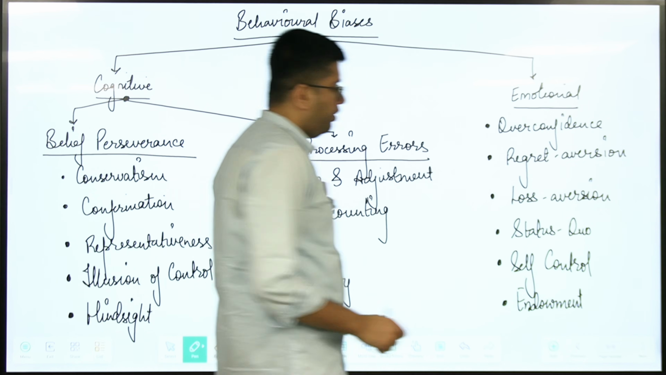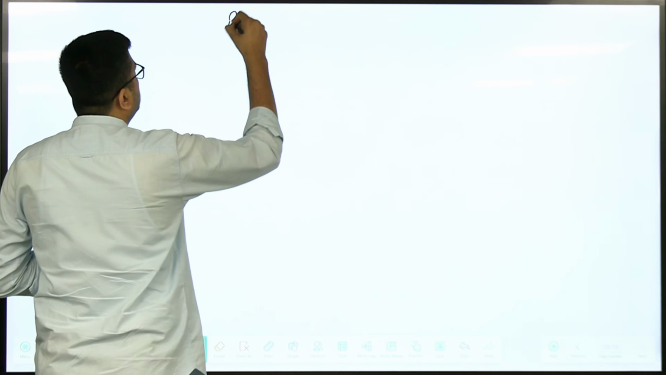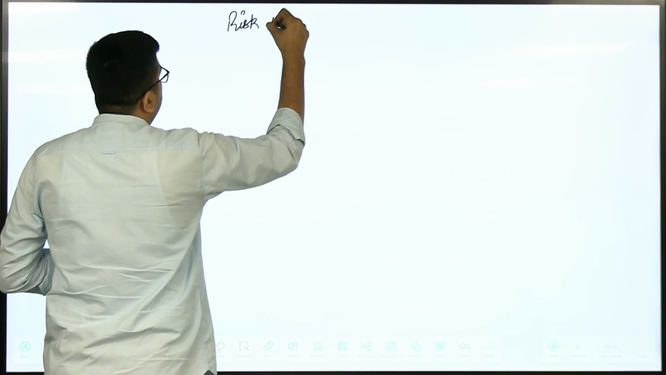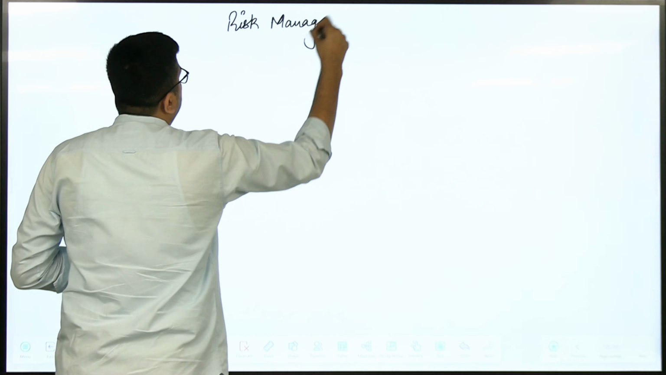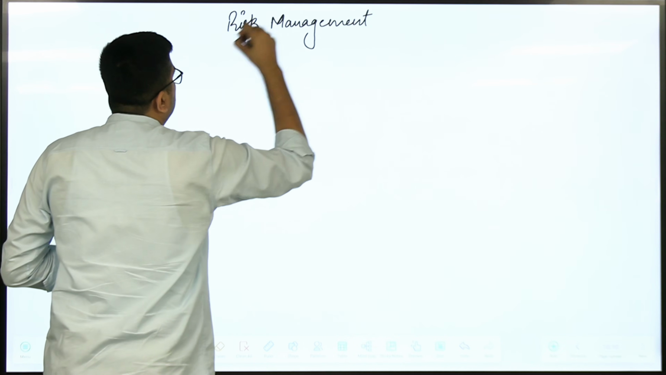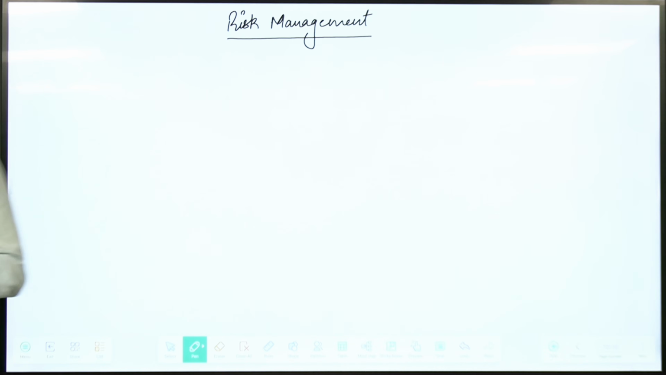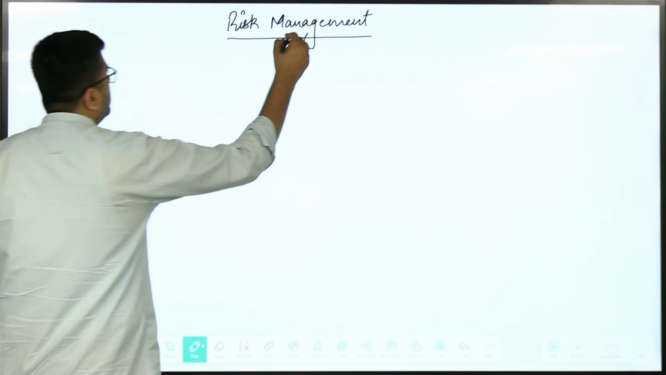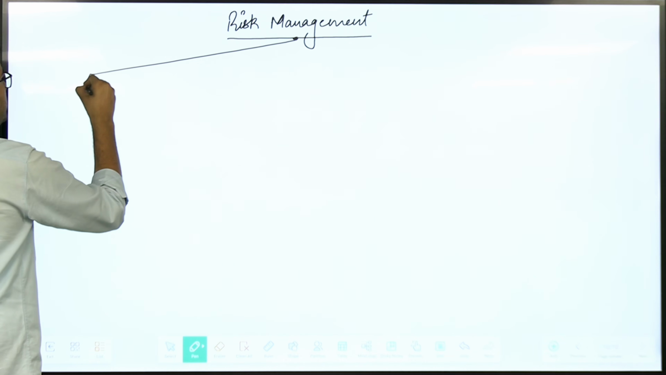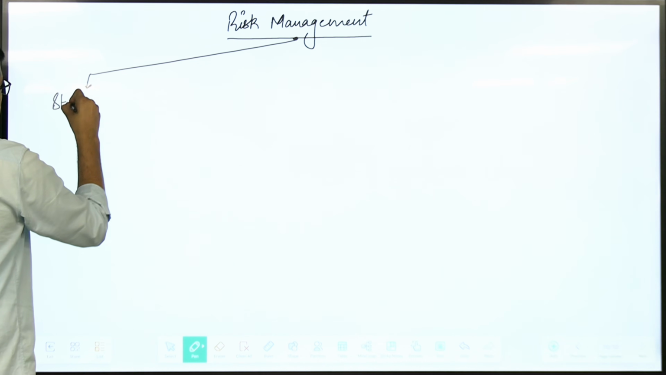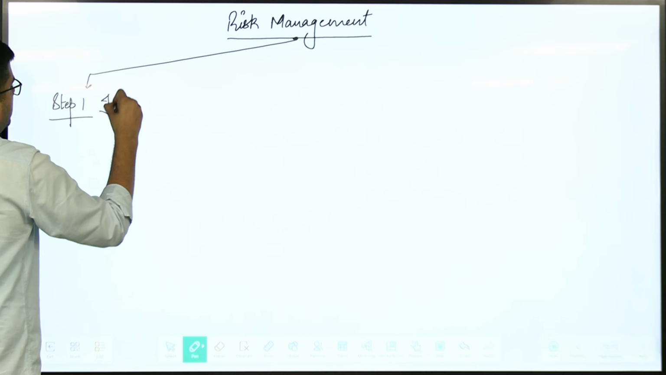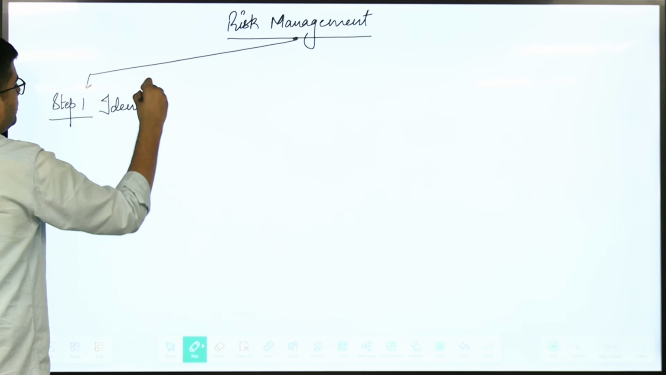Last topic that we have for revision of portfolio management is risk management. Risk management is a three-step process. First is to identify risk tolerance.